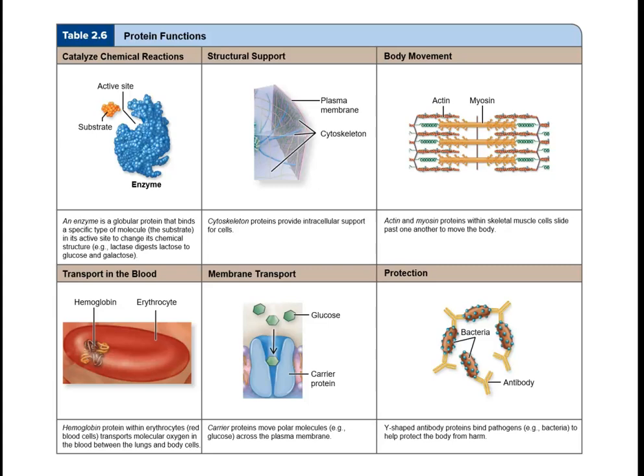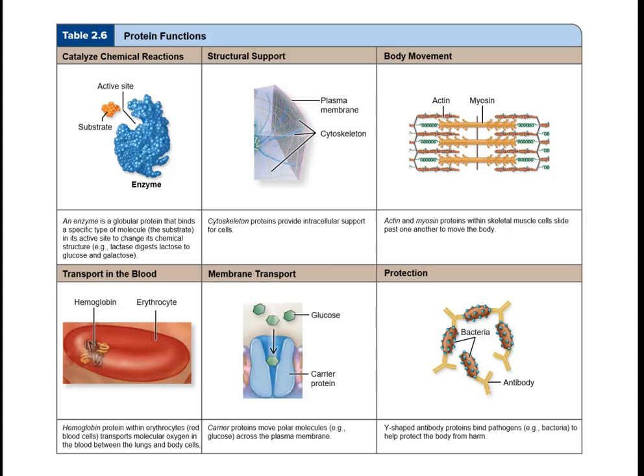These are the various protein functions in the body. It's good to be familiar with the different roles that proteins play. So they can be an enzyme and catalyze or speed up a chemical reaction. The proteins can be fibrous and provide support for the intracellular structures of cells. Actin and myosin proteins are involved in skeletal muscle cells and help with body movement.